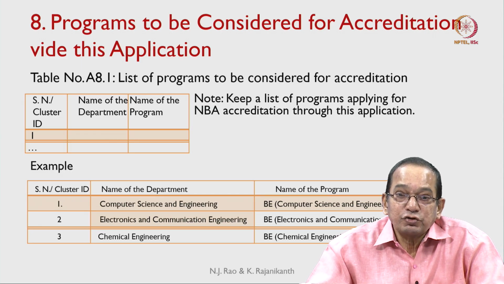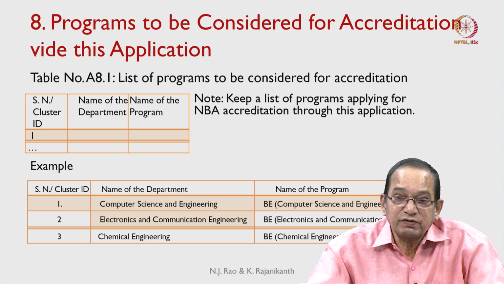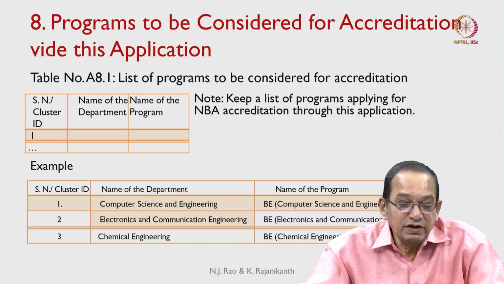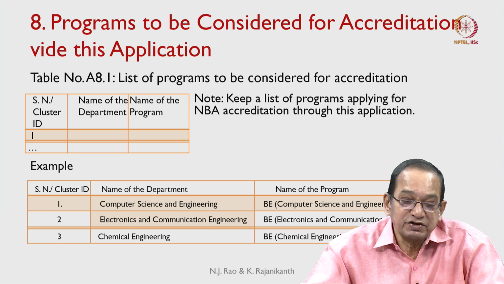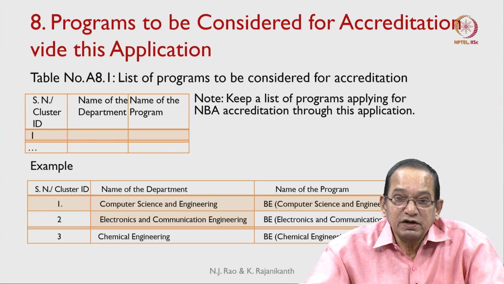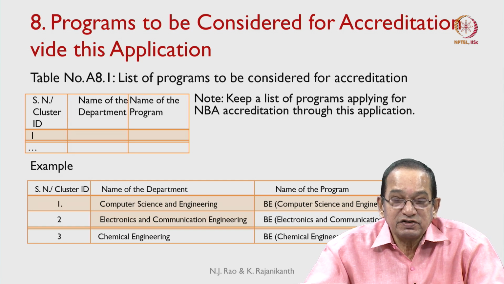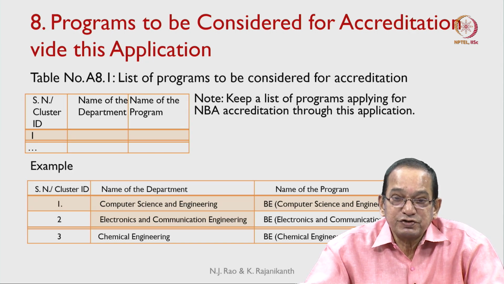Now, in the previous slide we saw all the programs offered by the institute. Now, we indicate the programs that we are applying for accreditation, that is, the programs to be considered for accreditation with this specific application. Notice that for each application the list of programs to be accredited is a separate one. The process is separate, the fees are separate, the visit dates are separate. Each application is one unique unit.